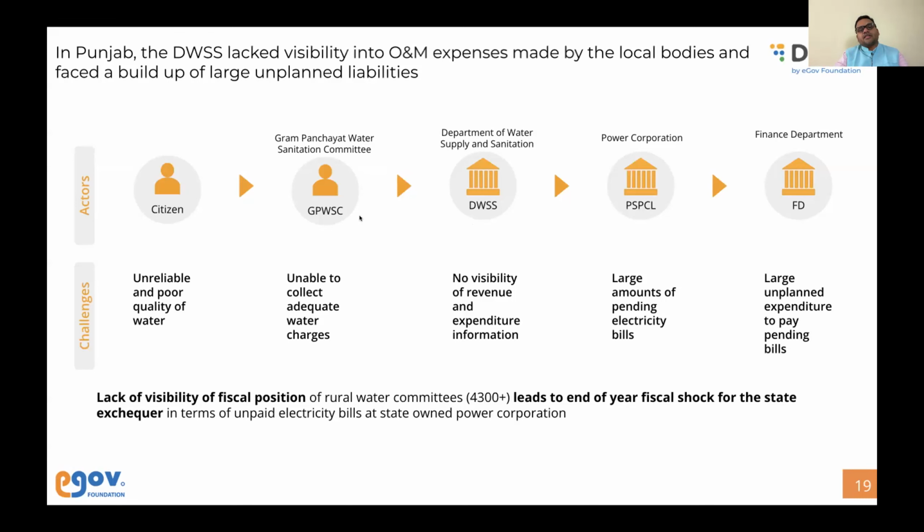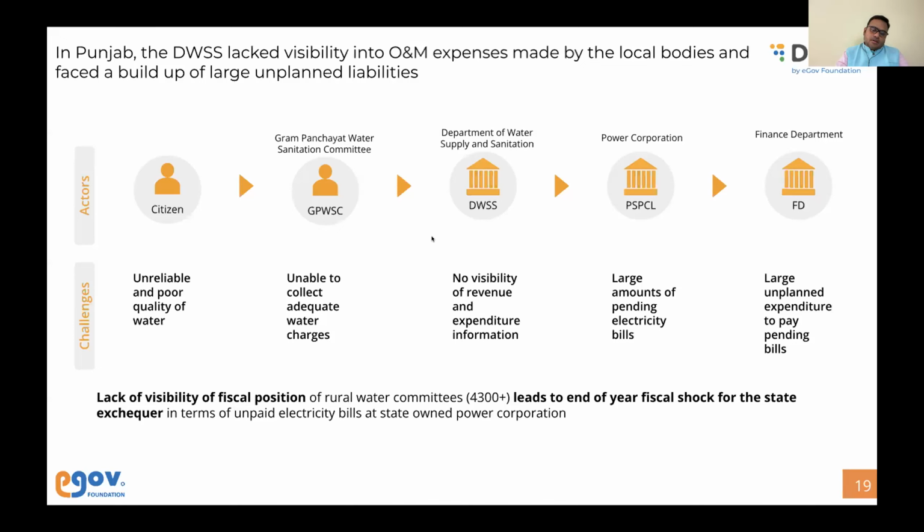So when we look at the challenges at each stage, citizens have trouble with unreliable quality of water. The duration of water is not something that they can rely on. So that poses a challenge for the rural local bodies who are actually then not able to realize their revenues properly, and thus their expenditures pile up, right? So they're not able to collect adequate user fee, and the department actually has no visibility on what their fiscal position is like at any given point in time, which means, how do they execute on their mandate, right, to ensure that they function as self-government.